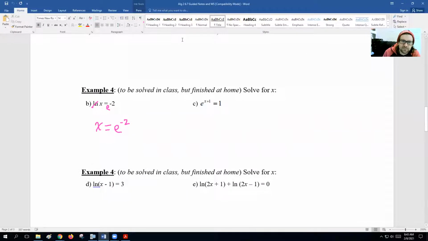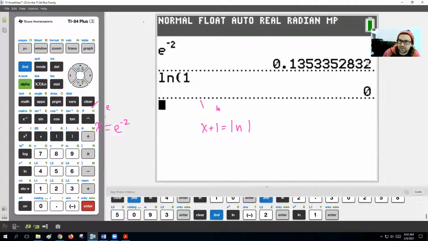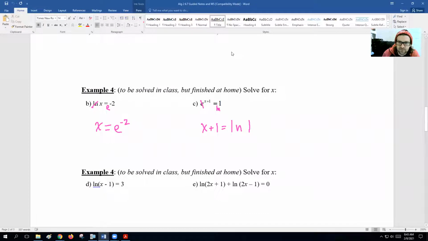All right, now if I want to get rid of the e, we got to ln the other side. So we get x plus 1 is equal to the ln of 1. Right, and we can go ahead, take out a graphing calculator. What is the ln of 1? It's 0. Okay, that's nice. Actually, that was a rule from above, right? And so we get x plus 1 is equal to 0. So x would have to equal -1.